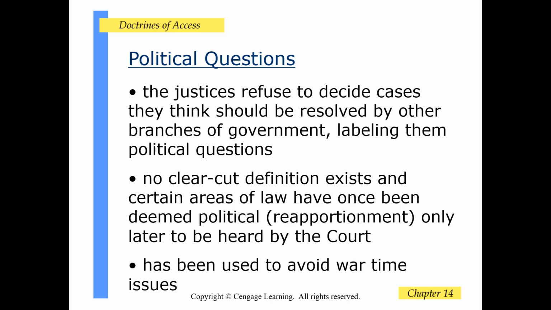Another area of the doctrine of access deals with political questions. Justices will refuse to decide cases that they think should be resolved by other branches of government, labeling them political questions as opposed to legal questions. Now, there's no clear-cut definition that exists, and certain areas of the law have once been deemed political, like reapportionment, only later to be heard by the court. Political questions have been used to avoid wartime issues, and this remains something of a gray area in the law.